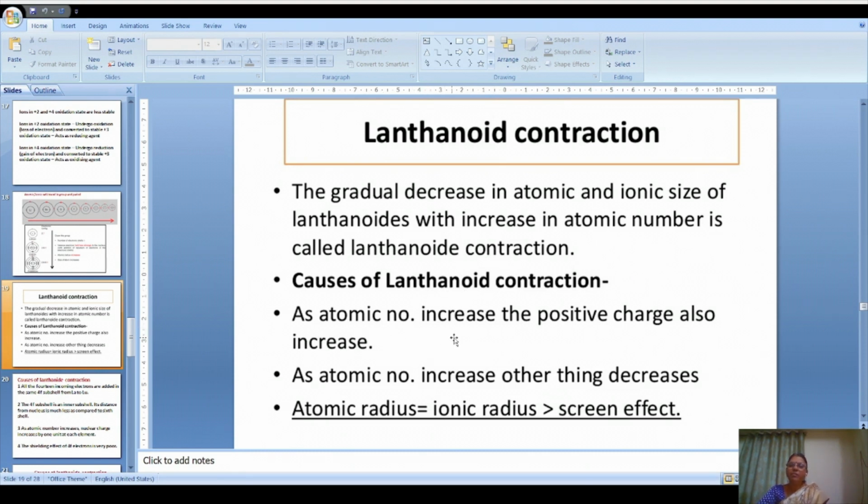As atomic number increases, the positive charge also increases. Positive charge here means the number of protons increases. As atomic number increases, other things decrease, that is, atomic radius and ionic radius decrease, and the screening effect is also decreasing.